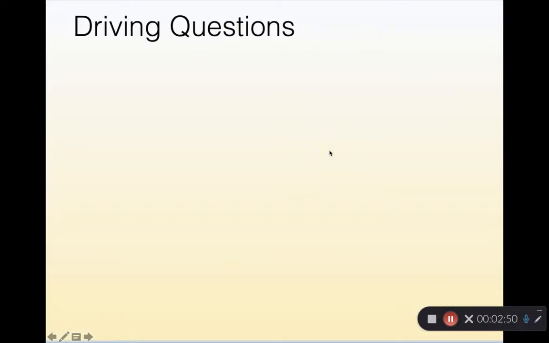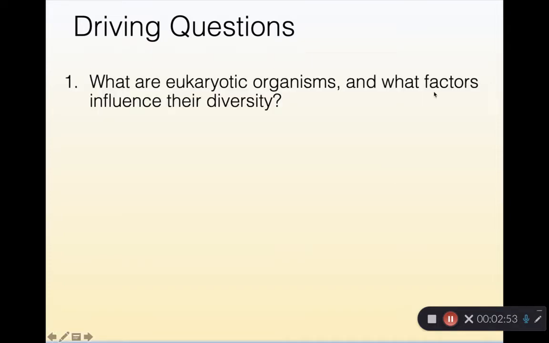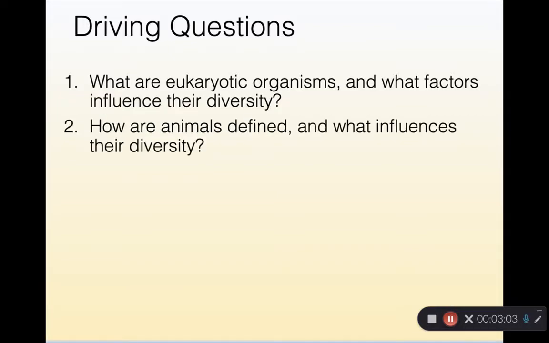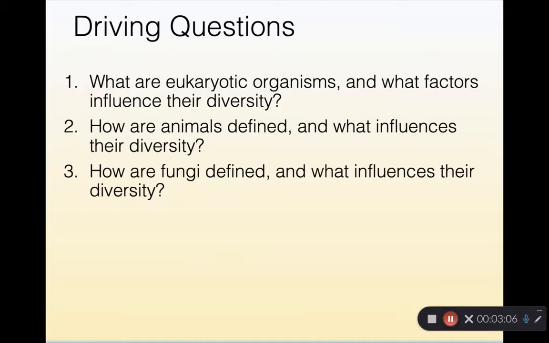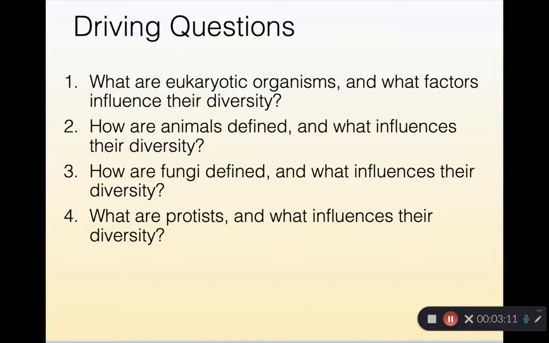So the driving questions that we're going to be looking at for this module start with: what exactly are eukaryotic organisms and what factors influence their diversity? How are animals defined? What influences their diversity? How are fungi defined and what influences their diversity? And lastly, how are protists defined and what influences their diversity? A lot of these lectures are going to be very definition based. It's going to be understanding how Eukarya is organized and what specific characteristics influence that organization.